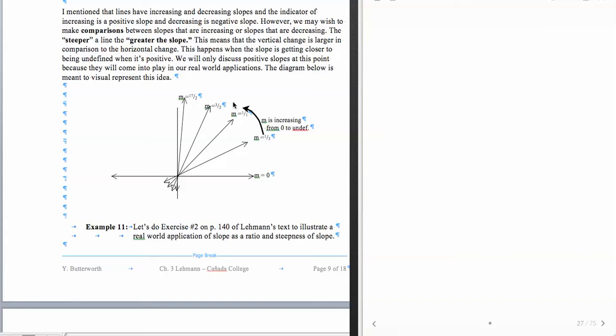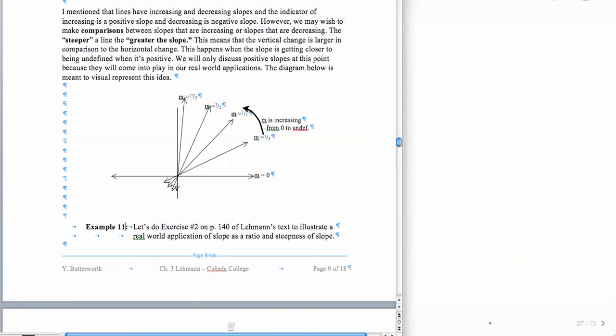This means that their vertical change is larger than their horizontal change. So you see this one is small compared to big down here, even, and then bigger compared to smaller, way bigger compared to smaller here, and that's what we're looking at. So we're going to just discuss these positive slopes at this point, and we'll see that the larger the vertical change to the horizontal change, the steeper the line. So let's do an exercise from Lehman's book. Let's look at the exercise on page 140.